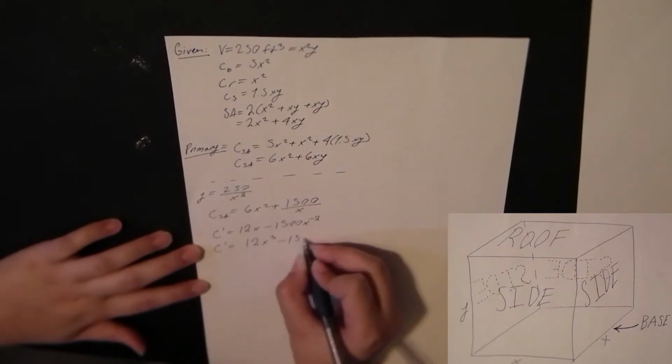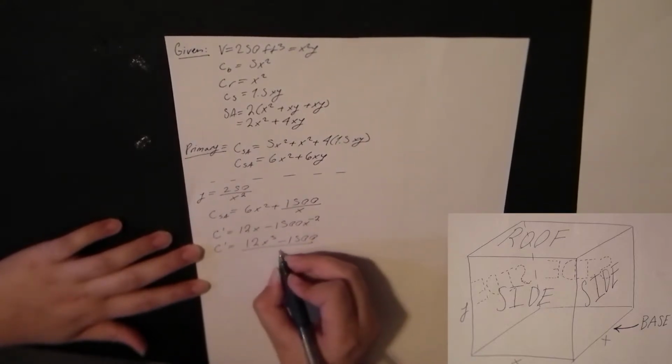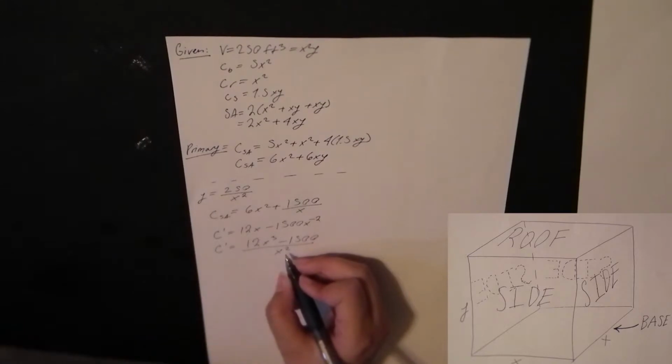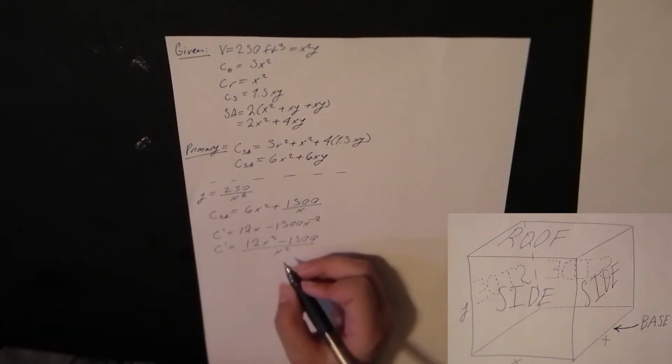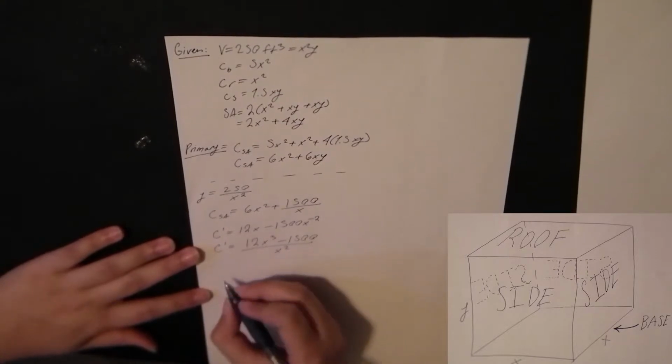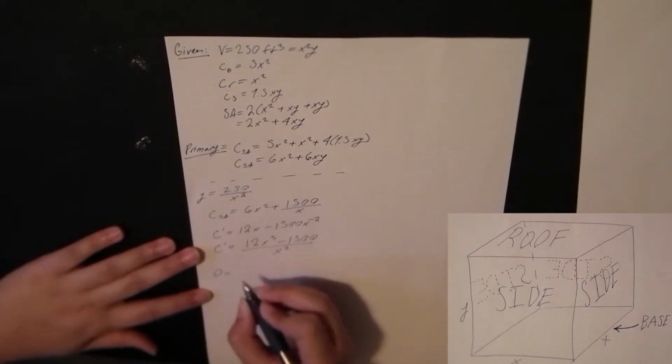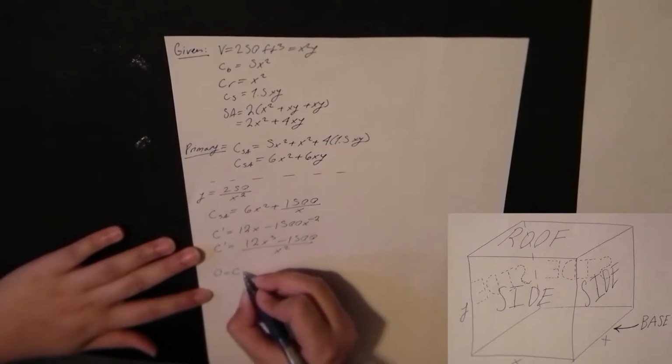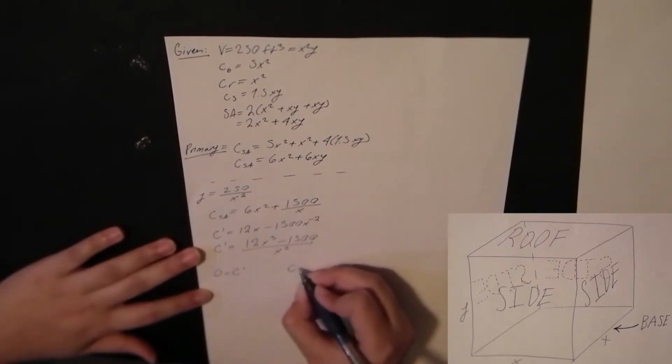Then I found the first derivative. The derivative of the cost equals 12x minus 1,500x to the negative 2 power. Then I put all of it over x squared.